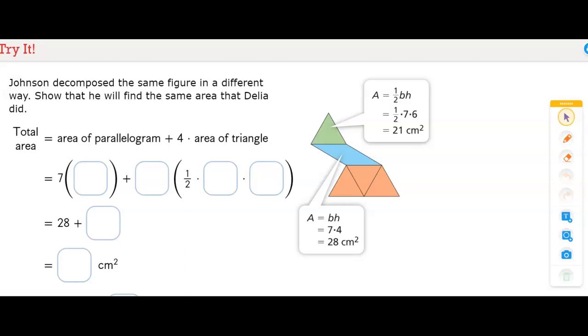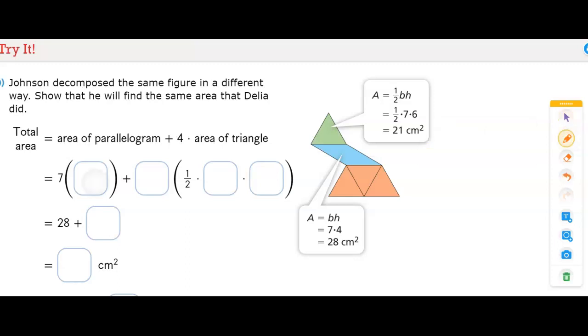Johnson decomposed the same figure in a different way. Show that he will find the same area that Delia did. Total area is equal to the area of the parallelogram plus 4 times the area of a triangle. So this time, Delia took the parallelogram, the blue portion, and then she added that with triangles. So she made the trapezoid into 3 equal triangles. So now there's 4 triangles. So I wanted you to understand where that came from.